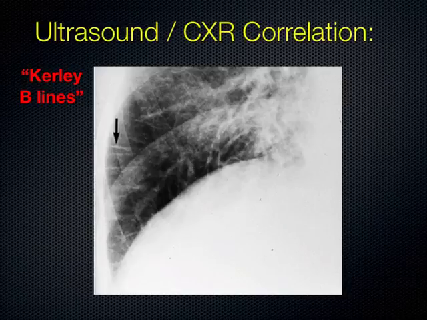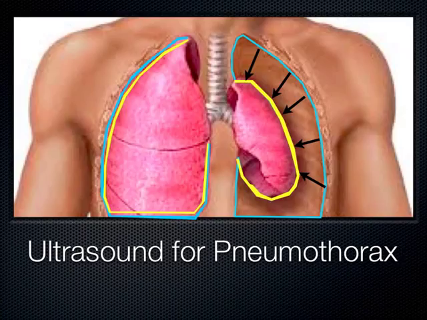Okay. We're going to move on. We'll have some time at the end for more questions about A and B lines, but we're going to move on to ultrasound of pneumothorax. And just a reminder about what a pneumothorax is. Normally, your lung is inflated.